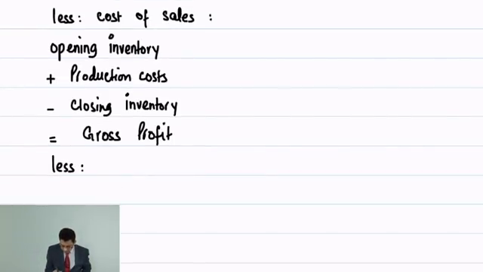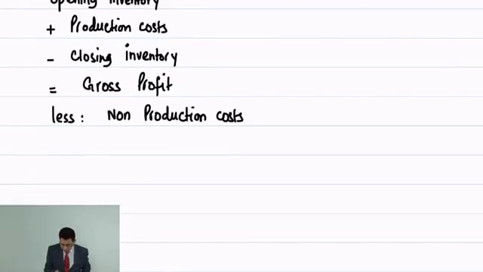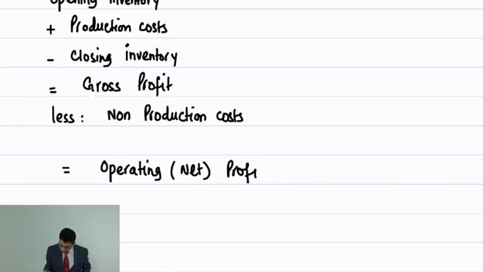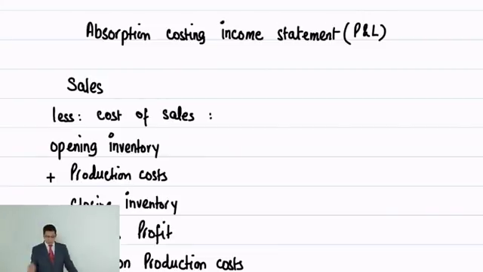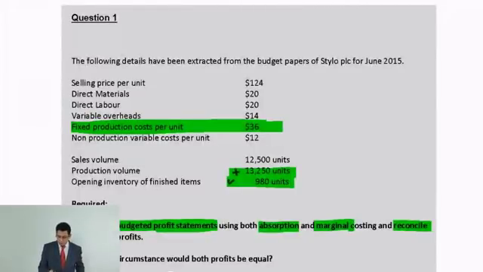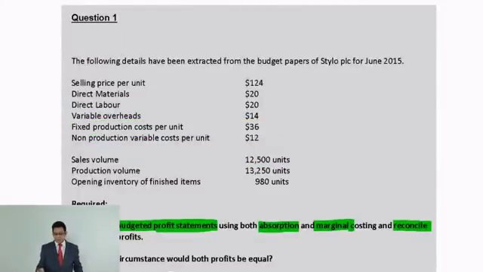Then we subtract non-production costs, and then we arrive at the operating or net profit. Something like that. Okay, now let's start picking up the numbers one by one. Sales will remain the same. Sales will not change because we sold the same number of units, whether it's absorption or marginal costing.